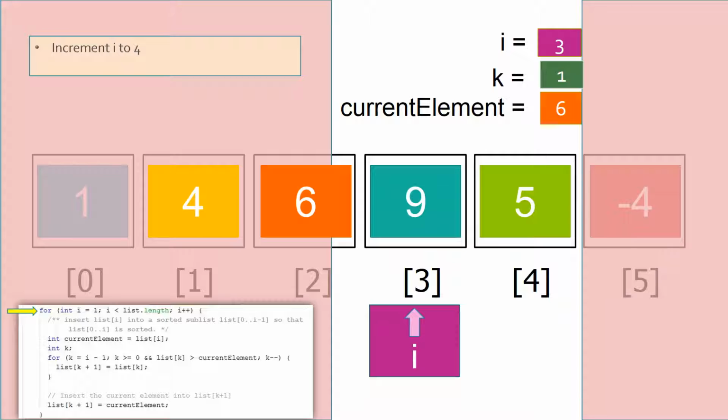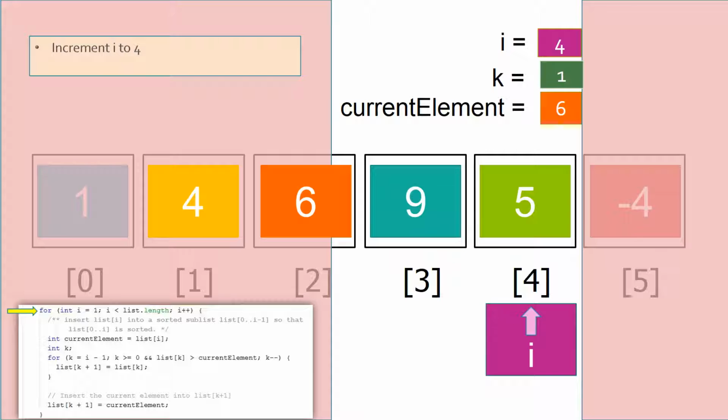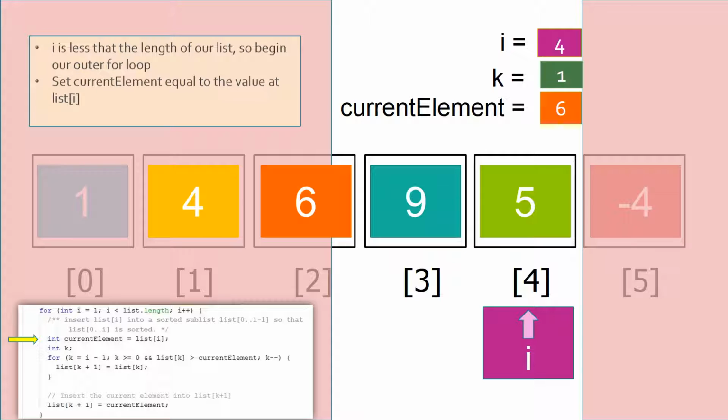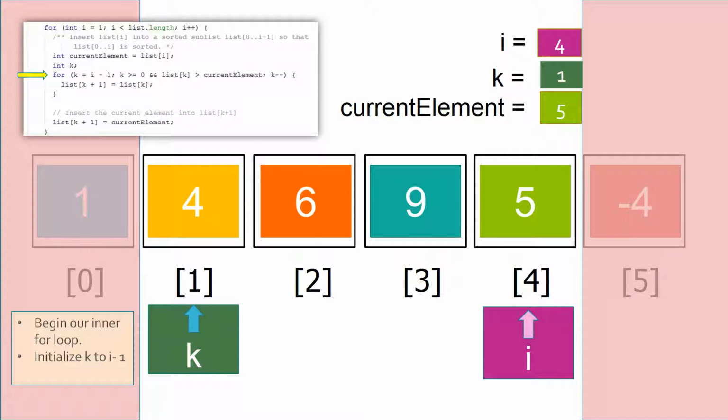Now, I'm at the point where I'm going to update the value of I. We're at our outer for loop here. So we'll see that we're going to update that to 4. It's still less than the length of our list, so we'll continue executing our outer for loop. We'll update the current element variable with the data at this position in our list. Then we're going to begin our inner loop by initializing k to I minus 1.